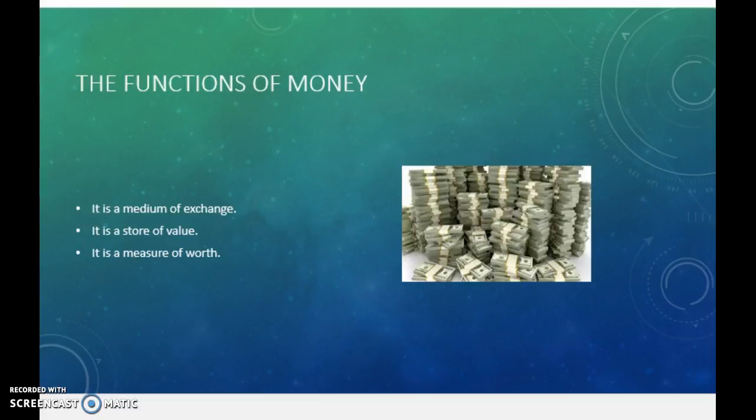Second, money is a store of value. This means that money can be used for future purchases and stores value. Third, money is a measure of worth, since all products can be valued and accounted for in terms of money.